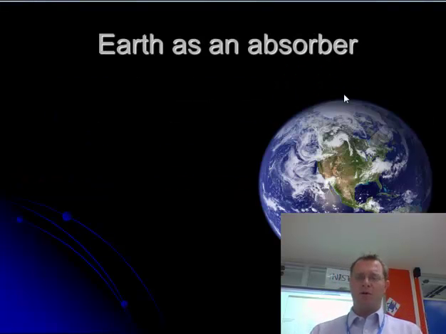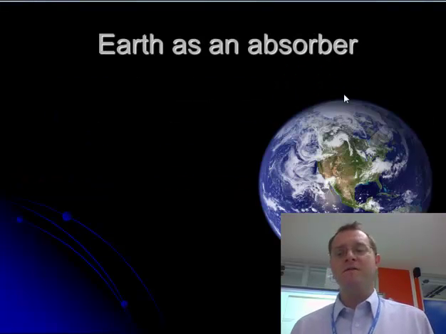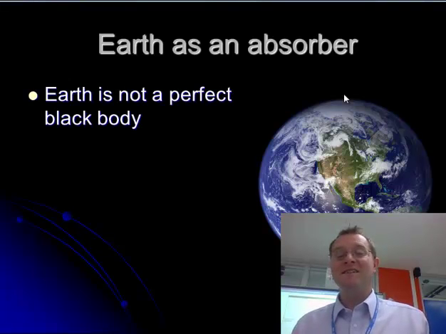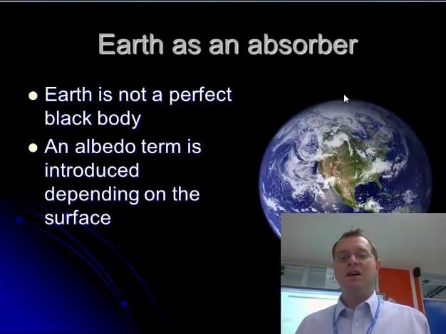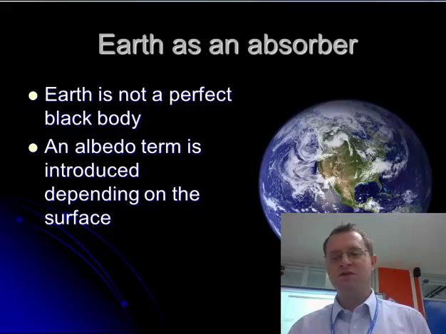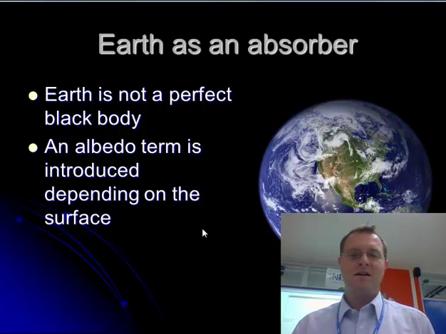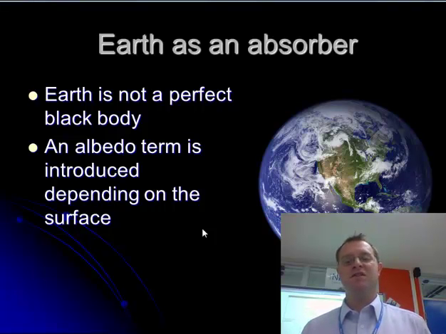The Earth is an absorber. Now, as we know, the Earth is obviously not a star, so that means it is not a perfect black body. So that means as an absorber, there are some issues. And to fix that, what we do is use a term called the albedo term. And this is introduced, it just depends on the type of surface.